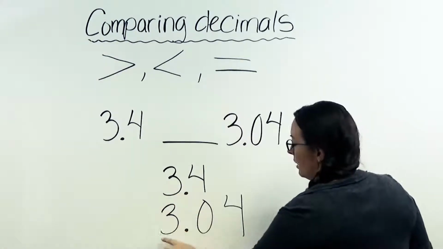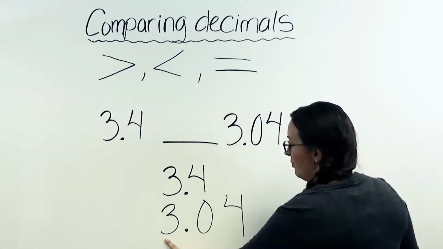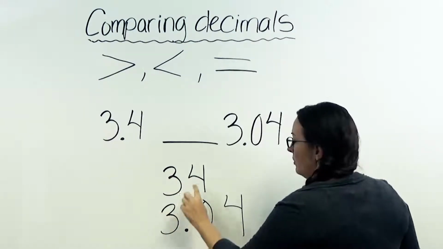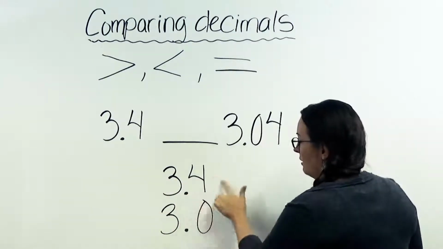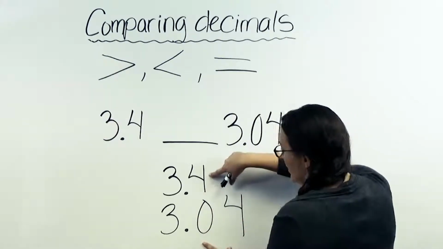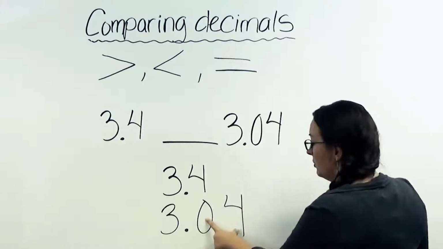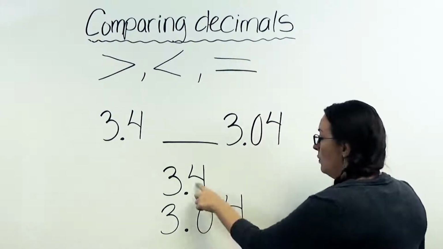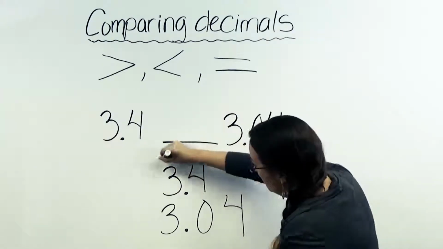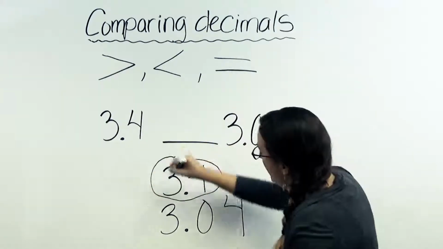So when we look at the ones place, they both have a 3. So far, up to this point, they are equal to each other. But then when we look to the tenths place, which is one place value behind the decimal, we compare the 4 in the tenths place here with the 0 in the tenths place here. Well, 4 is bigger than 0, so therefore this number here would be larger than the 3 and 4/100.